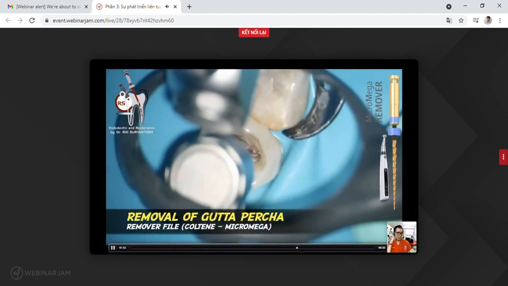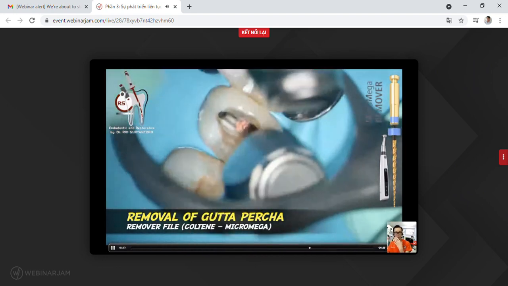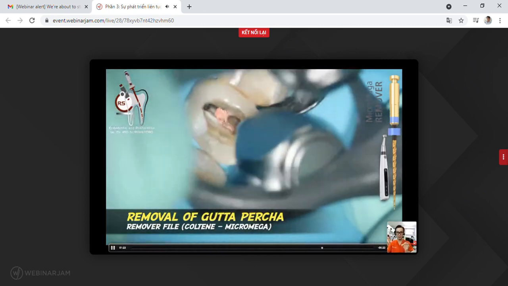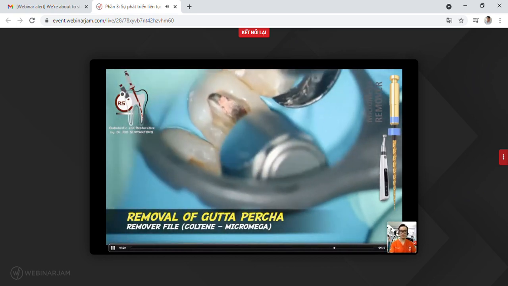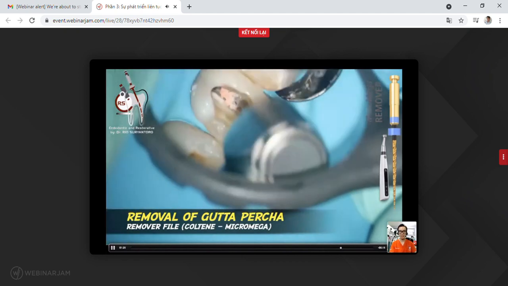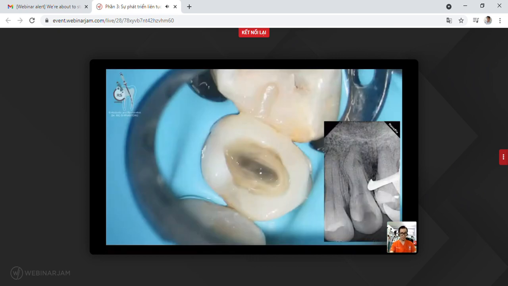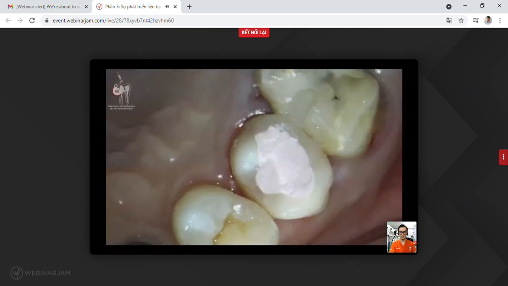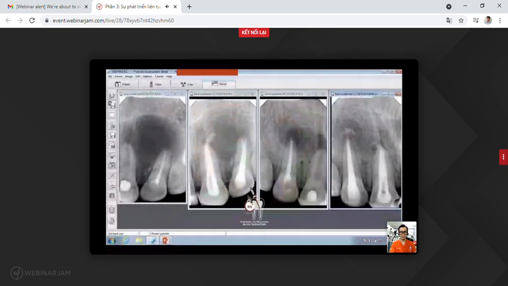So without any preliminary heat introduced to this particular canal to melt the gutta percha, I use remover files alone to remove the gutta percha here. And these remover files can work well in a very difficult canal. So here it is. The gutta percha is completely removed, and then I fill the canal. And this is the month control file.